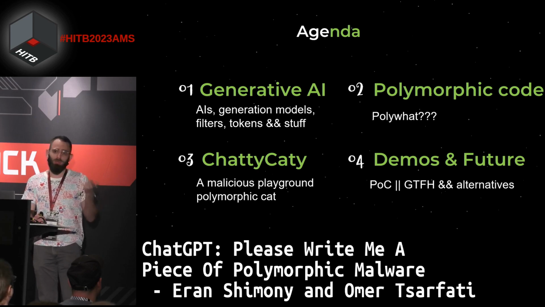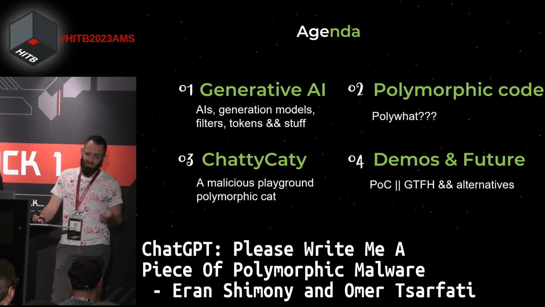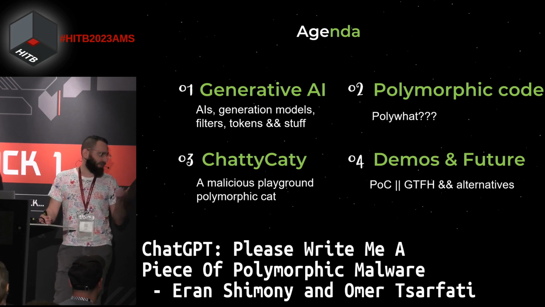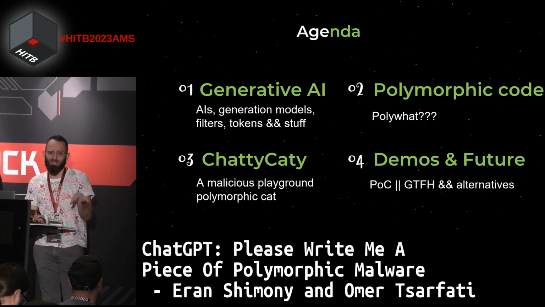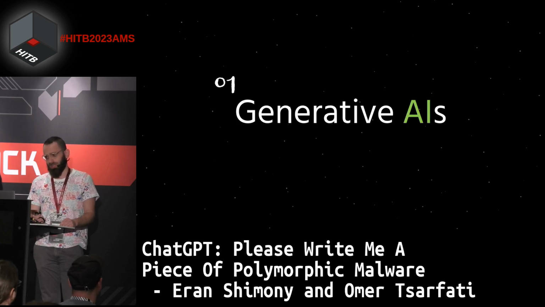Next, we will examine what polymorphic code is. We heard about it yesterday in the awesome talk about obfuscation, so we will touch on it here from a different angle. And then we present an open source project that you can already access, which we published today, called ChatyCaty, a new framework and malicious playground to create polymorphic malware using GPT code. You don't really need to know how to code, you just create malware using GPT models. And of course, we have a demo, because if we don't have a demo, then nothing works. And we also touch on the future of generative AIs and the alternatives to OpenAI.